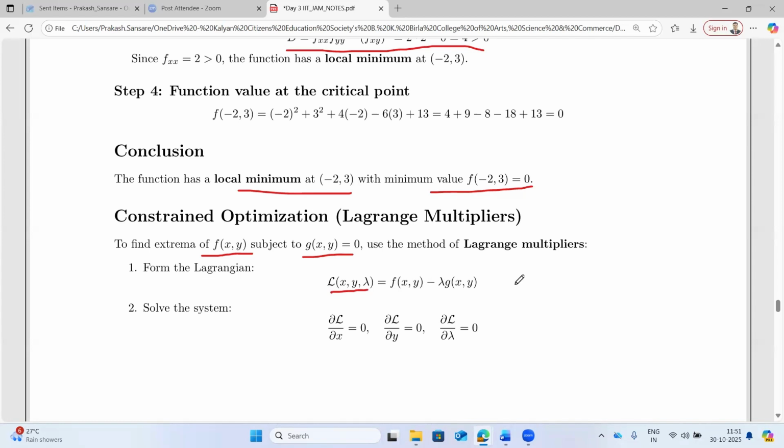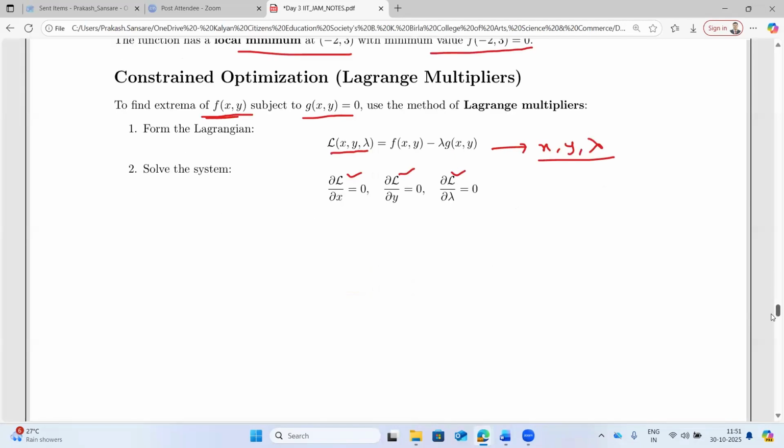So here you have 3 variables: x, y, and lambda. These are 3 unknowns we get. And to get the solution to these 3 unknowns, you find dou L by dou x, dou L by dou y, and dou L by dou lambda. These 3 equations will give you the value of x, y, and lambda. And once we get x, y, lambda, we'll substitute x comma y in the given function, and we'll get a maxima or minima of the respective function.